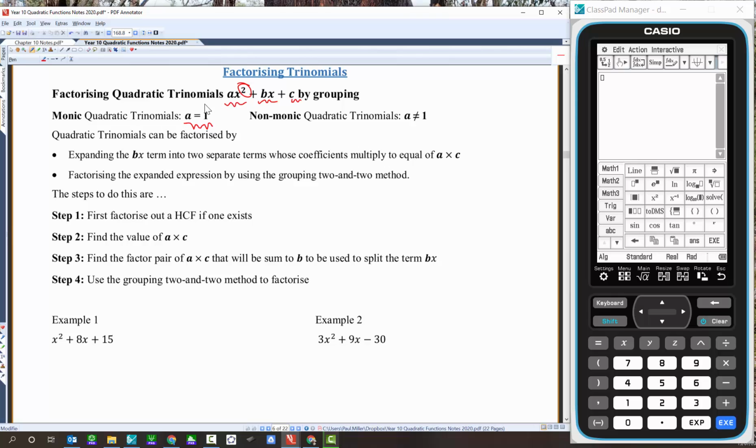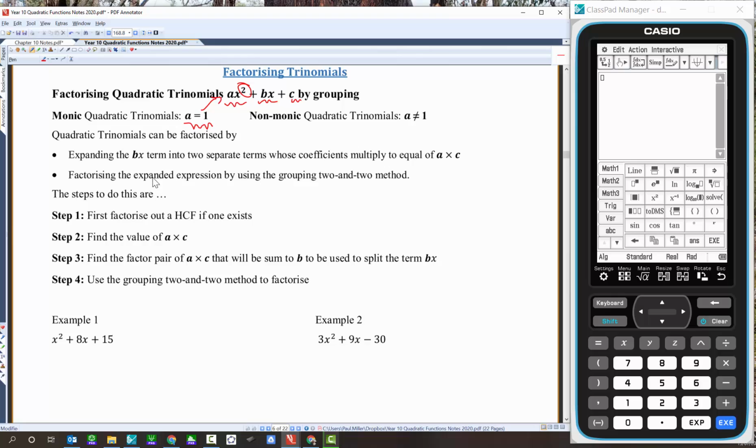Okay, now what's a monic trinomial? Well, monic means mono, which is 1. That means the coefficient of the x squared term is going to be 1. Non-monic trinomials, though, are instances where a is not equal to 1, it's something else.